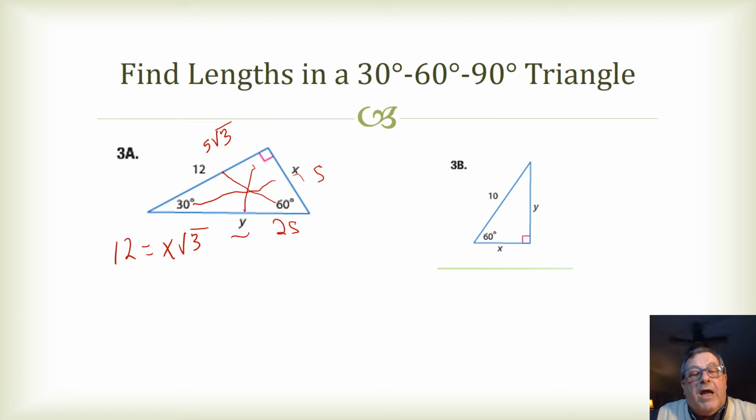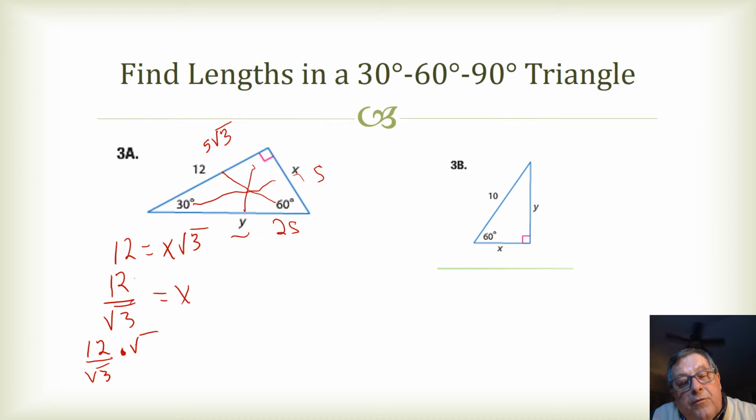Now, to solve for X and isolate the X, I want to divide both sides of this equation by the square root of 3, and that's going to give me 12 divided by the square root of 3 equals X. And of course, I can't leave that radical in the denominator, so I'm going to rationalize it by multiplying 12 over square root of 3 by square root of 3 over square root of 3.